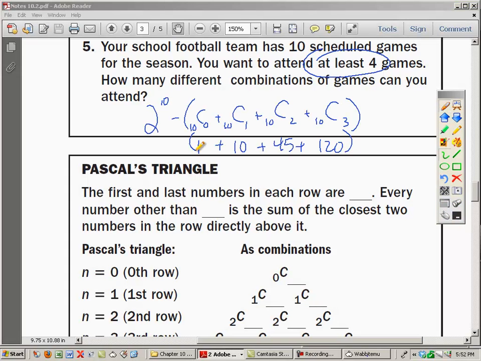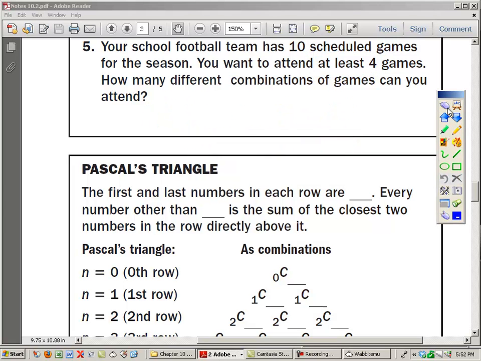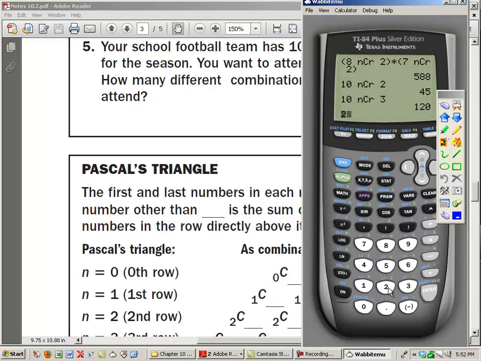All right? So 1 plus 10 plus 45 plus 120. Let's get that number all together. Actually, let's just do it this way. Let's go 2 to the 10th power, and then minus 1 plus 10 plus 45 plus 120. And then that tells us that there are 848 different ways that you can choose to attend those games.